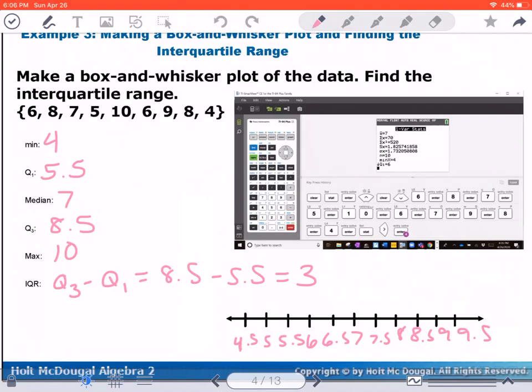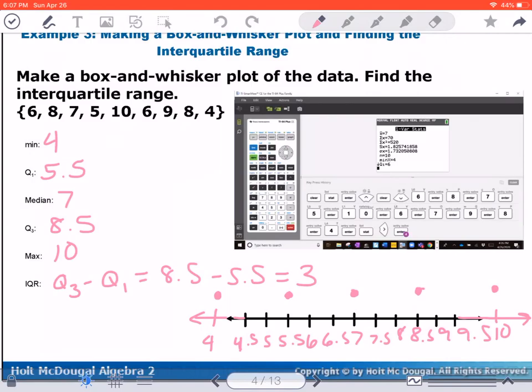My minimum value is 4. Oops, and I forgot. I should have extended out a little bit further. Sorry, guys. This is 4. Okay. So I'm going to plot that point there on 4. My Q1 is 5.5, so I'm going to go ahead and plot that point right here. My median is 7, so I'm going to plot that point here. My Q3 is 8.5, so I'm going to plot my point here. My max is 10, so once again, I'm going to extend out a little bit further and hit my 10 right there. My interquartile range is 3, but we're not going to actually graph that right now.